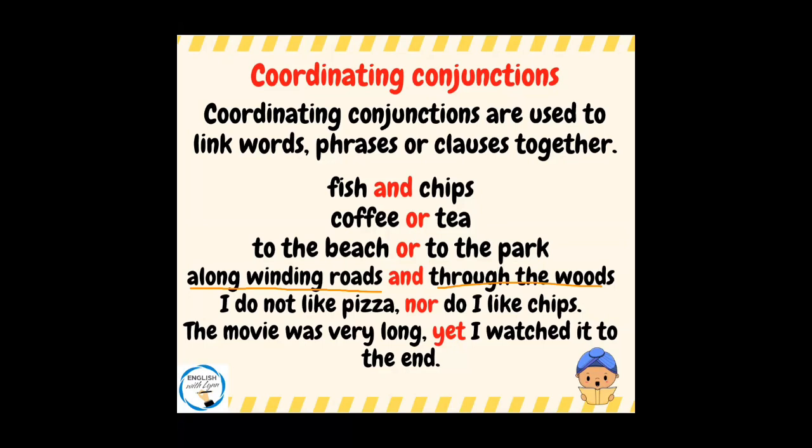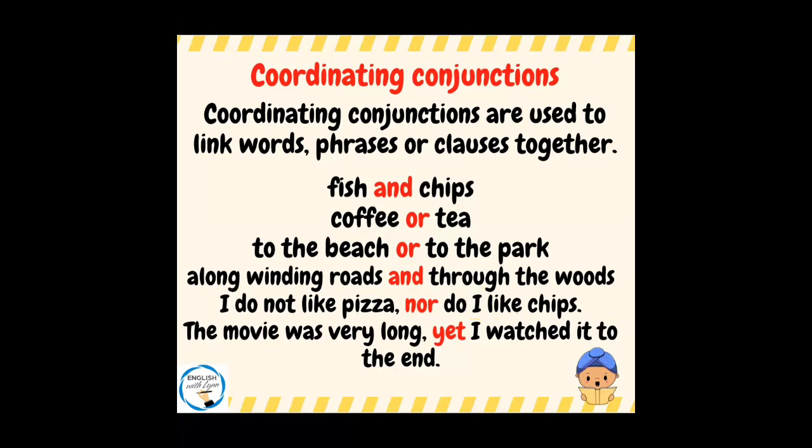And then the final two examples on here are when you're linking clauses. The first one, I do not like pizza. So I is the subject, like is my verb there. And in the second part of the sentence, the second main clause, I've got the I as the subject and like again there. So the nor is linking I do not like pizza, and it's another negative idea, nor do I like chips. So that is used to link two main clauses.